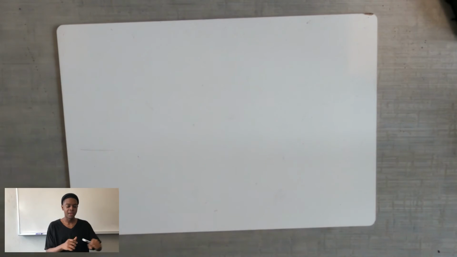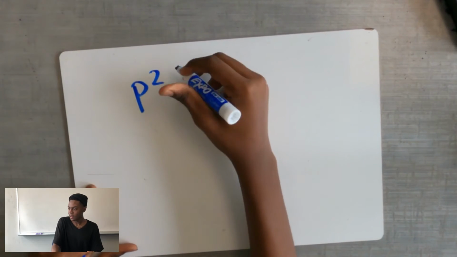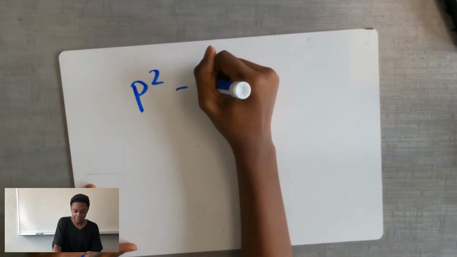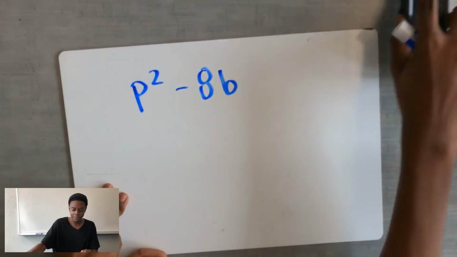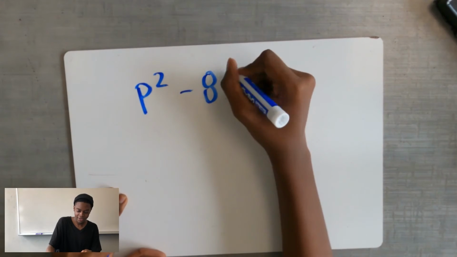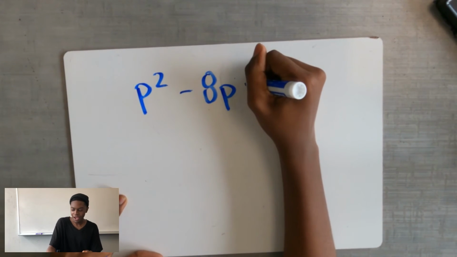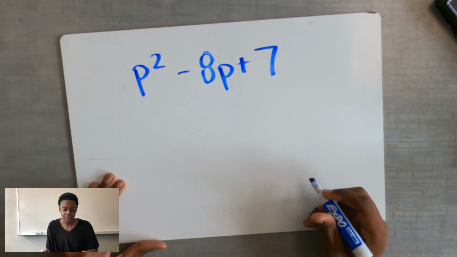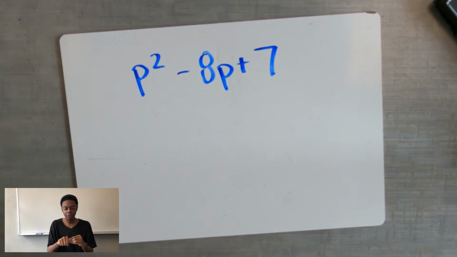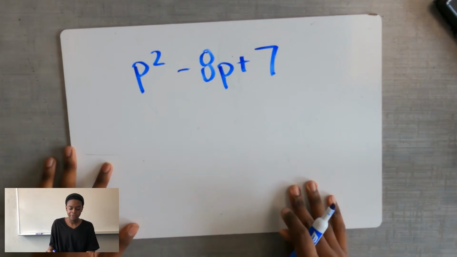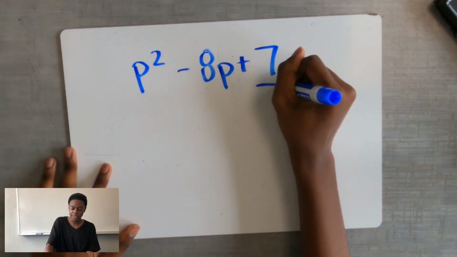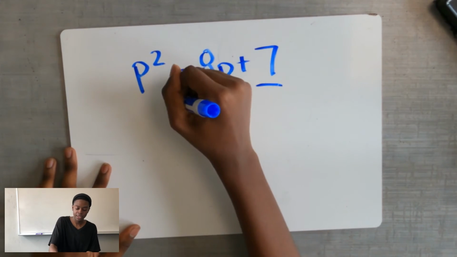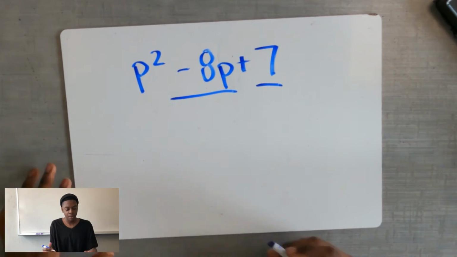All right, so the function that we're going to be factoring is p squared minus 8p, oh, not b, p, sorry, and that would be plus 7. When factoring, we want to keep two things in mind. We need to find two terms that multiply to get this term, but also add together to get this term. So let's go ahead and set up our parentheses.